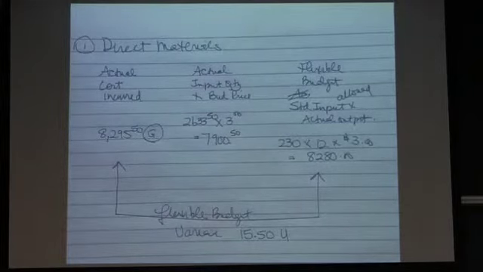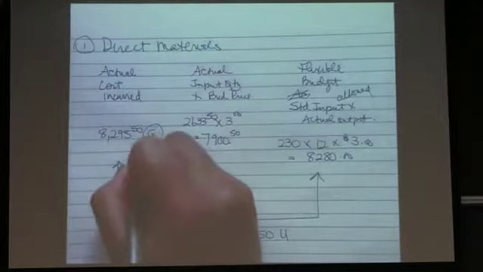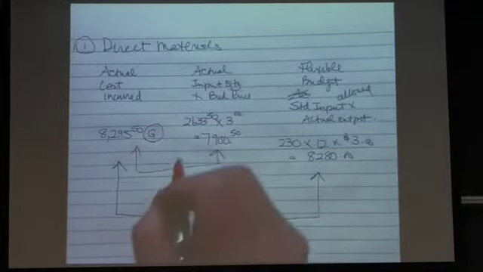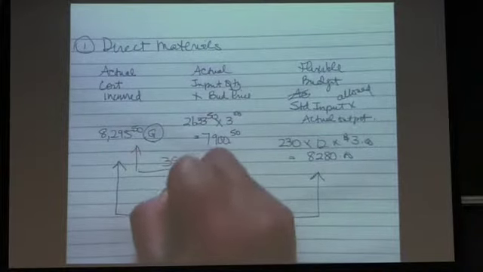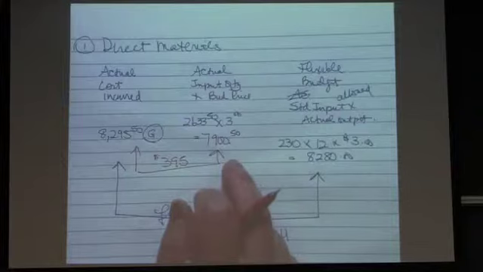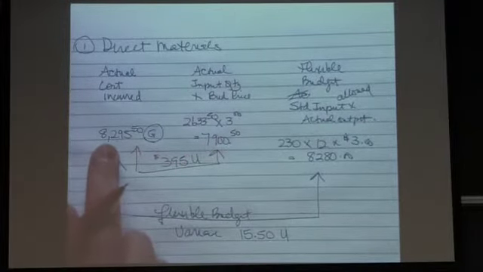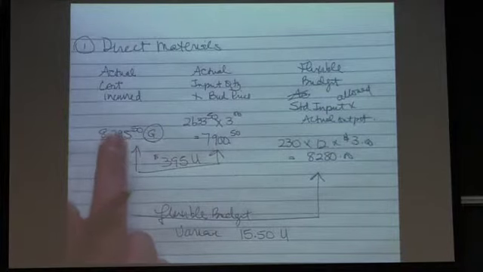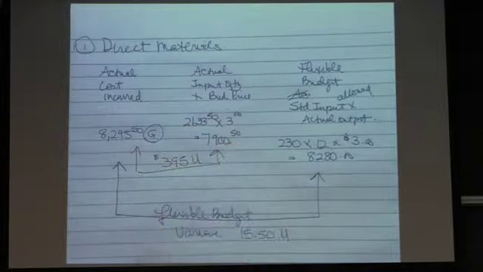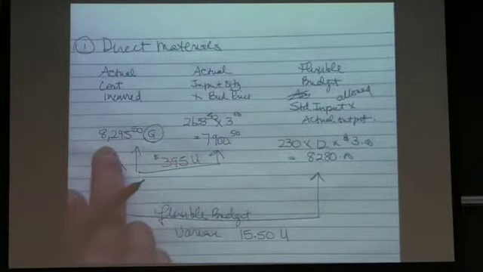Okay? So now what we're going to do is say the difference between these two, okay, is going to be $395. And it says unfavorable, favorable. It's going to be unfavorable because the actual cost, the rate, is probably higher than the budgeted. Now, how do we determine that? We can re-engineer the actual, couldn't we?